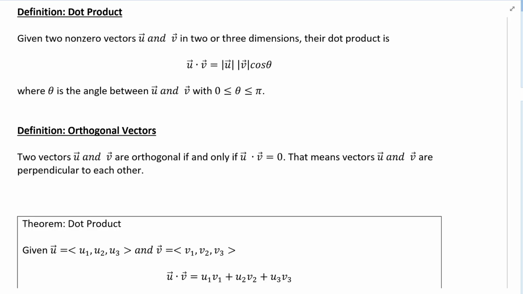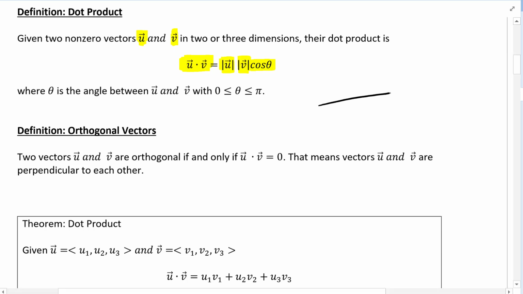In this video, we'll talk about dot product. So the definition is: given two non-zero vectors u and v in 2 or 3 dimensions, their dot product, u dot v (the notation is just a dot), equals the magnitude of u times the magnitude of v times cosine theta.